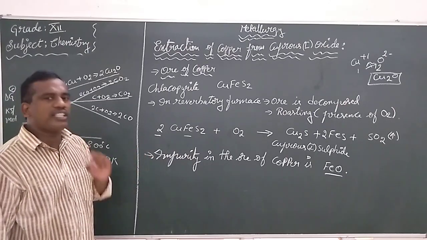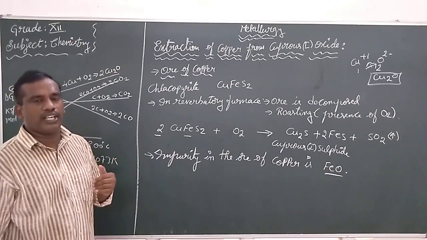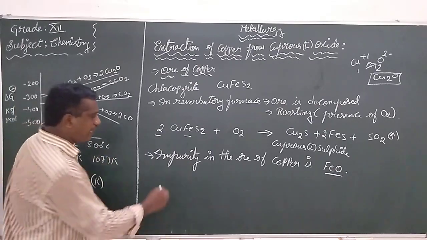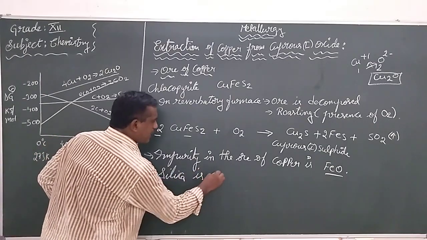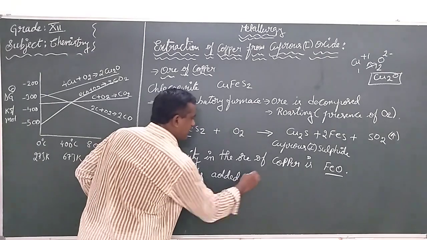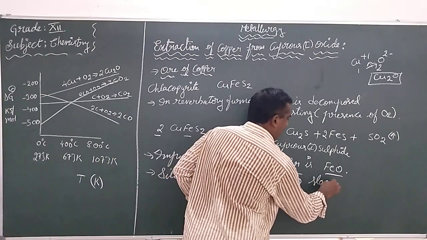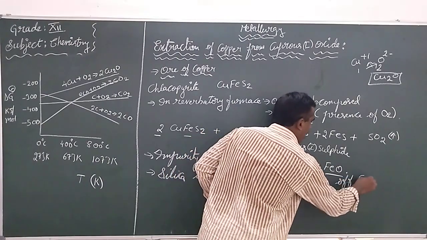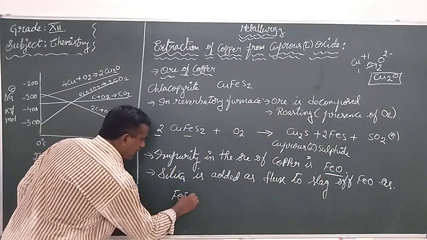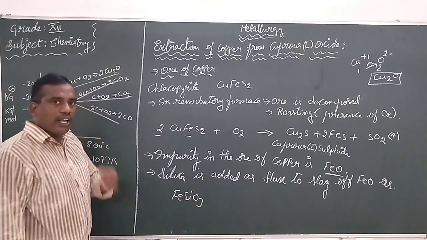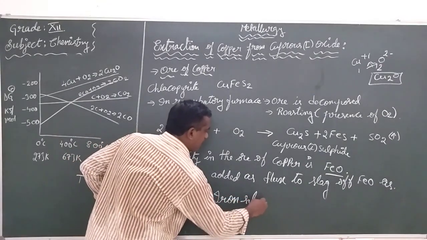In order to remove this iron oxide in the form of slag, we add some other component, silica. Silica is added as a flux to slag off FeO as FeSiO3, the iron silica slag. What do we call the iron silica slag?